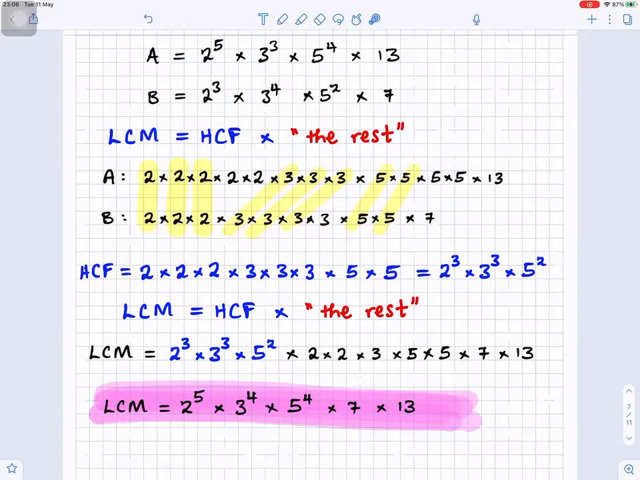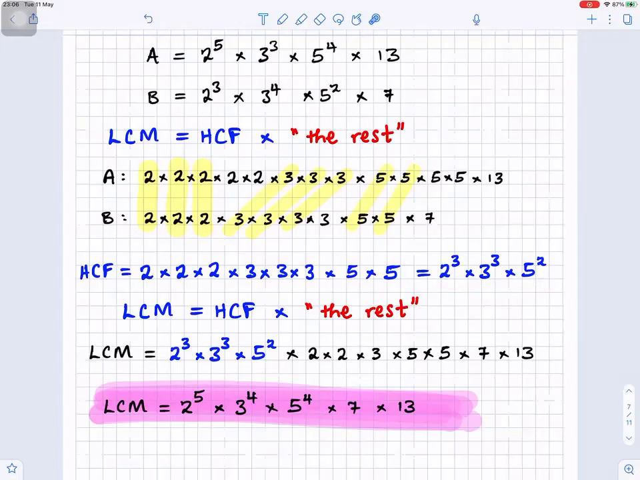So these 2 will come to that. These 2, 3 will come to that. These 2, 5 will come to that. So that gives you 1, 2, 3, 2 to the 3. 1, 2, 3, 3 cubed. 1, 2, 5 squared. And that's the highest common factor in prime factorization.